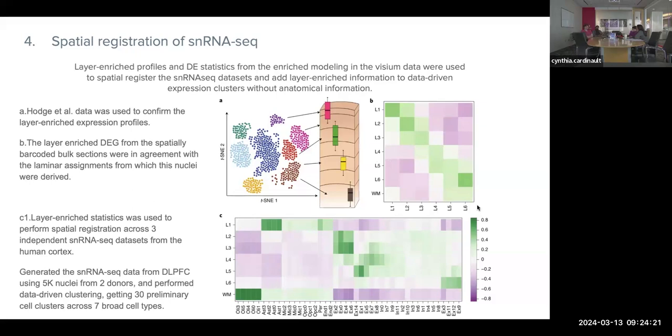Sorry, in panel C, what we have is the layer-enriched statistic. It was used to perform the statistical registration across three independent data sets from the human cortex that Diana mentioned at the beginning. So what we can see here is that they reanalyzed the information in order to confirm the results. If you go to the next slide, Diana.